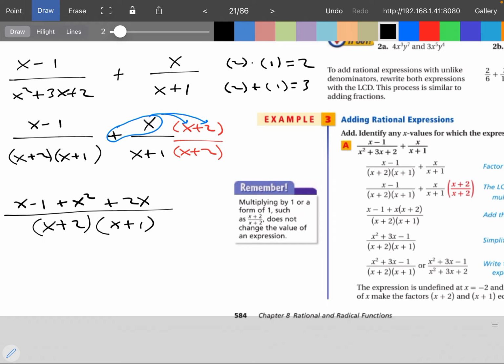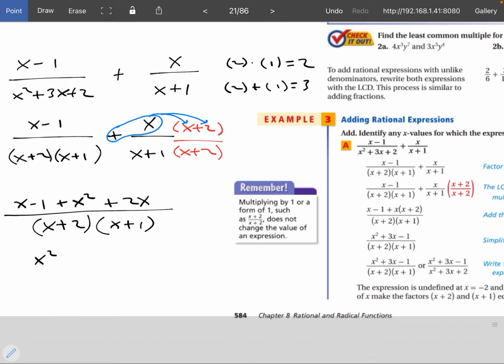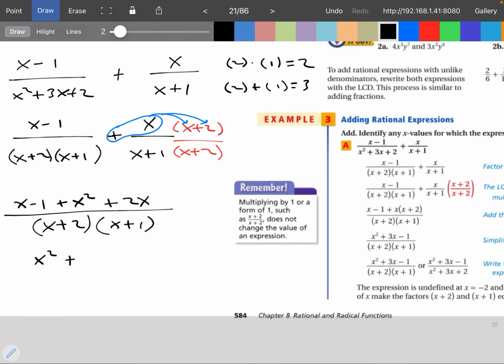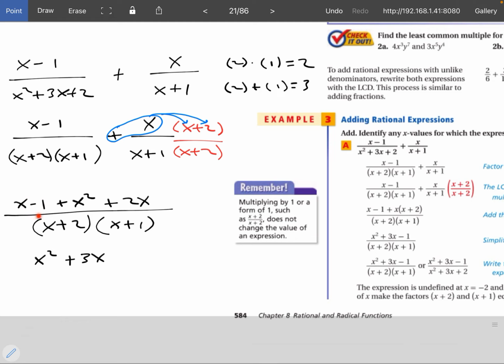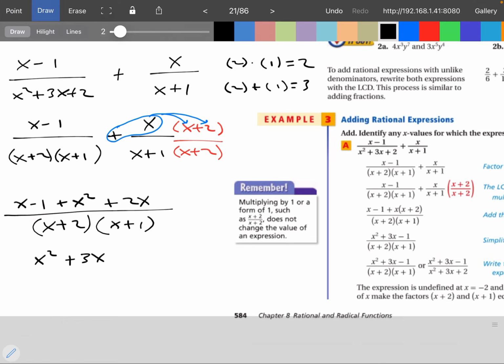And then all I got to do to finish this thing is just add the numerators together, that's all. So combine any like terms. So in the numerator, I have x squared. And then I got a 2x right here, and then I've got a 1x right there. So I got to add those together. So it's going to give me a 3x. So plus 3x. And then I got to bring down that minus 1 right here. So bring that down. And then that's all over my common denominator of x plus 2 times the quantity x plus 1.